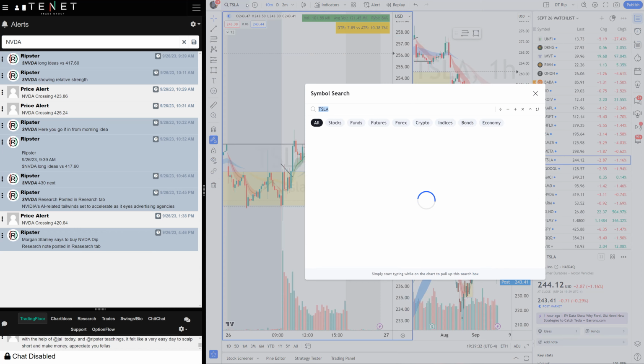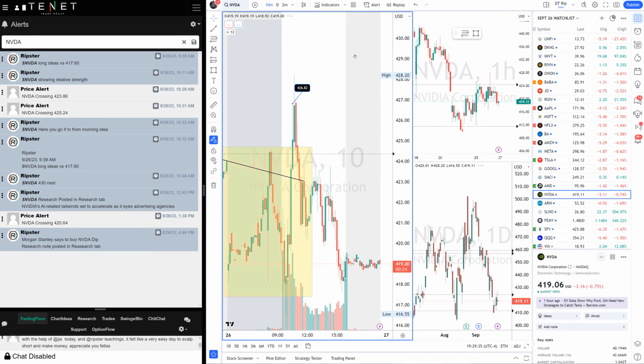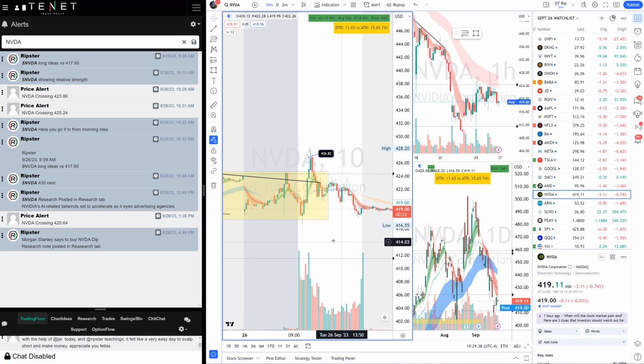So Nvidia, here you see, I saw the relative strength in Nvidia, right? The market was puking, but Nvidia was holding, and that's why I said I found the risk level. I said 417.60 is a long idea versus 417.60, showing relative strength and going. 430 was my target. It hit 428, and we took the profits, and I was out of the Nvidia, right? So yeah, that was an Nvidia trade, guys, right in front of you.